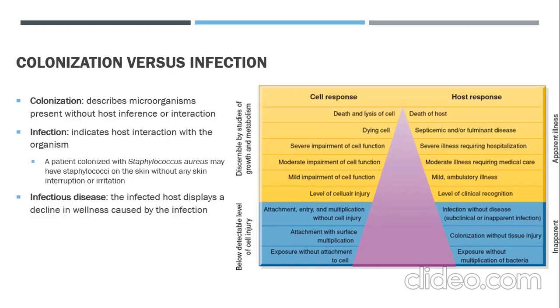Do I have a MRSA infection? No. I just happen to probably have MRSA living on my skin at all times. So there's a difference between being colonized and actually having an infection. An infection means you got this bacteria or whatever living in you, and now it's causing a reaction. It's causing a fever. It's causing whatever. So that's the difference. When we talk about infectious disease, that means that it has caused symptoms and everything. It has caused a disruption in that person's wellness.